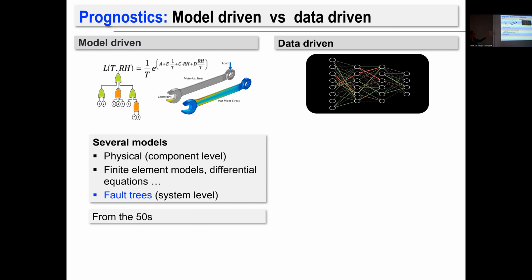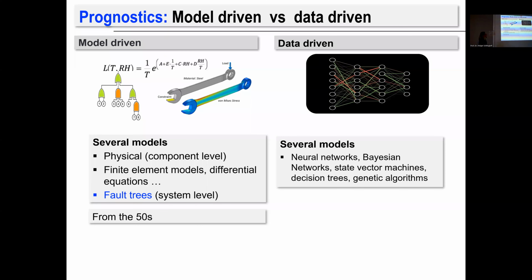And they were mainly developed from the 50s and the 60s. Then we have the data-driven models, and here you have all your favorite data analytics stuff with neural networks of various types, Bayesian networks, support vector machines, decision trees, and so on. And of course, you know this, but when I tell this to engineers, they're a little bit surprised that those were also developed in the 50s.